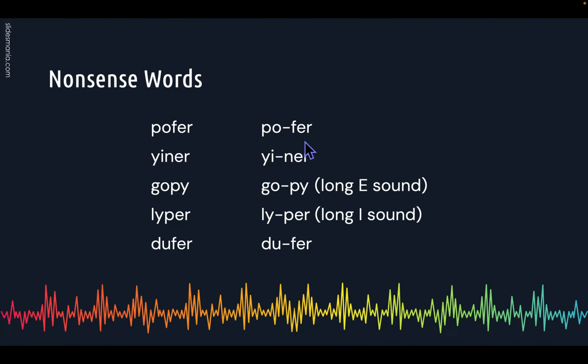Okay, here we have pofer, yiner. Right here, we're going to try the long E sound because this is at the end of a multi-syllable word, and the long E sound will be more common than the long I sound. So, gopy. Right here, this is not the last syllable, so the long I sound will be likely the right one. So we will try that. Liper, doofer.